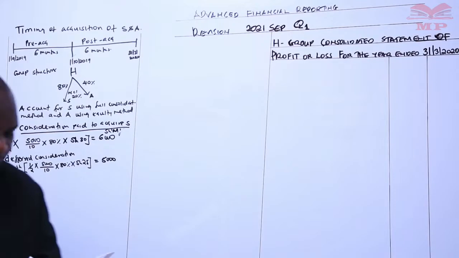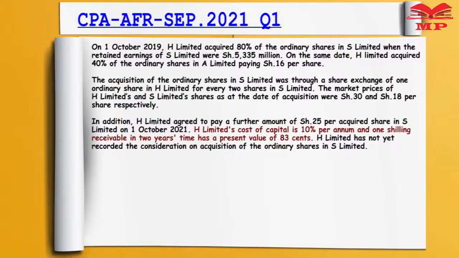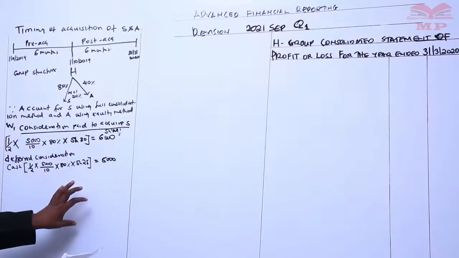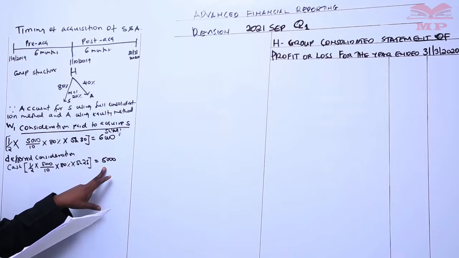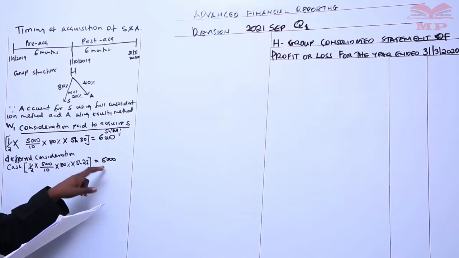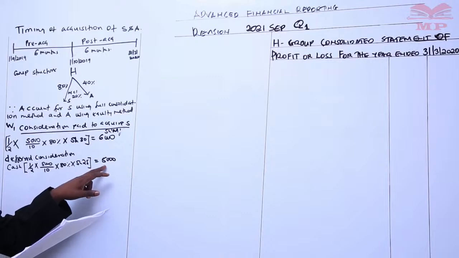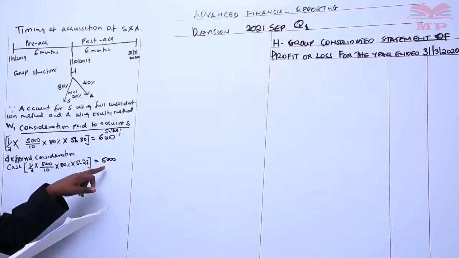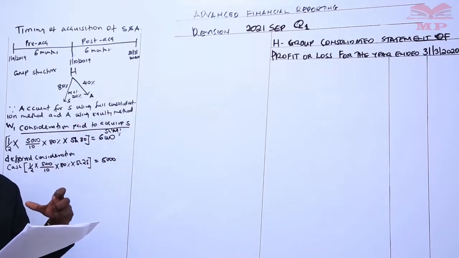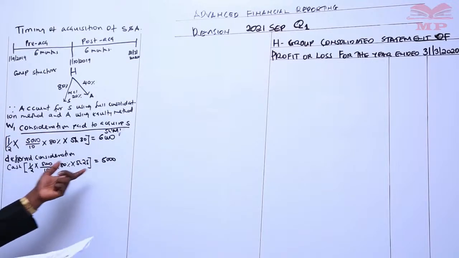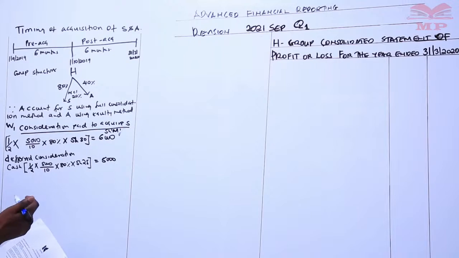If you proceed, there is that information provided that H limited cost of capital is 10% per annum, and 1 shilling receivable in 2 years' time has a present value of 83%. That means that when consolidating this 5 million, you need to get the present value of what 5 billion is today, because this is what you're supposed to pay in 2 years' time. But what is the present value? That is why you're given the cost of capital. So I'll discount, I'll do what is called discounting.